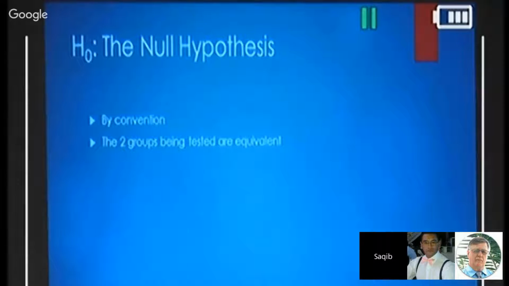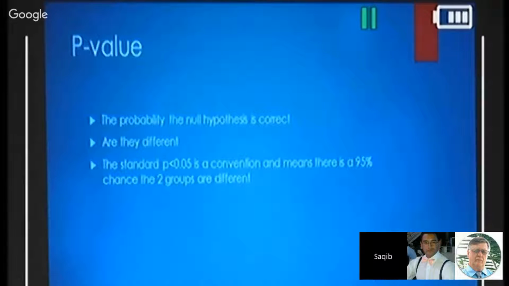Really, in statistics, what it all comes down to when we're doing a study, we start with the null hypothesis. This is done by convention. The null hypothesis says the two groups that are being tested are equivalent. In our study, we run our statistics and we get a value called P. What does P mean? P is the probability that the null hypothesis is correct, which is the opposite way that we all think about it, but this is the convention. What it really means is, are they different? This idea of P equals 0.05 is just a convention. There's no magical thing that says that's what it has to be. It's just what we've all decided we're going to do. Essentially it means that there's a 1 in 20 chance, or a 5% chance, that they are equivalent, which means a 95% chance that they're different. That's how we say the result is significant.